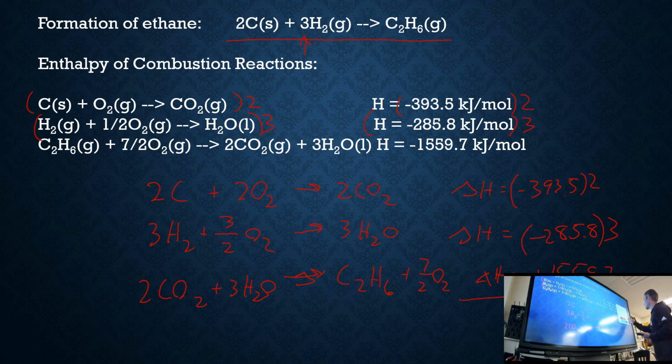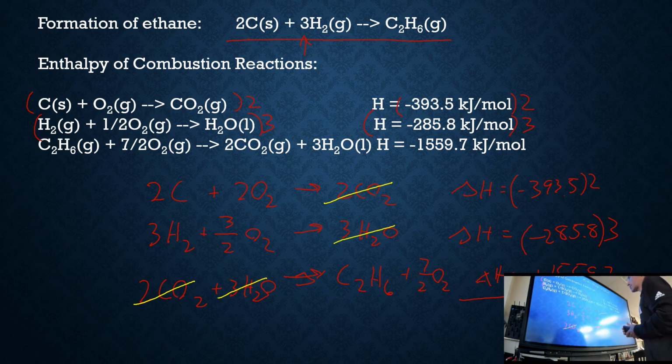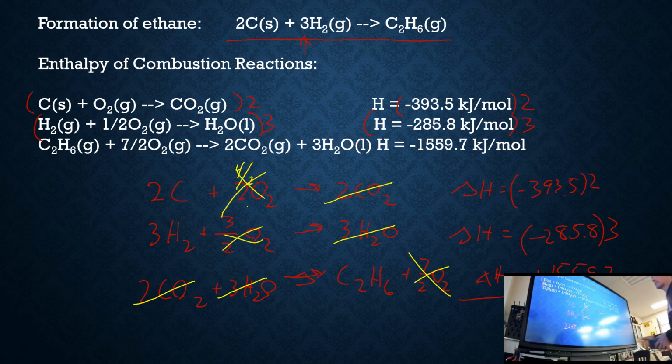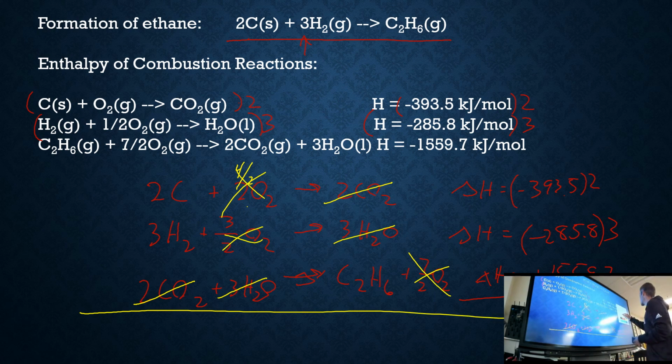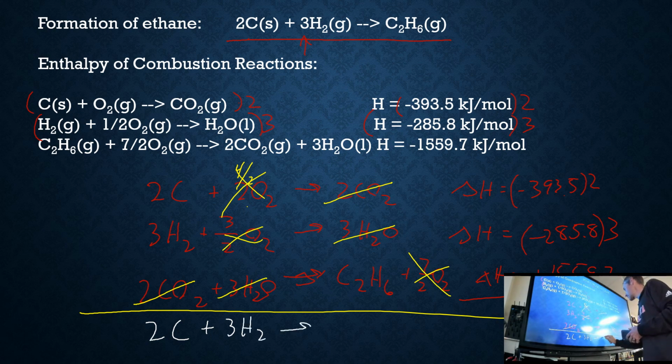Okay, get my yellow out. What cancels and what's gone away? We need carbon, have that. CO2, 2 CO2s, 2 CO2s. 3 waters, 3 waters. Now, oxygen is difficult because we have a fraction. 2 O2 is 4 halves. 4 plus 3 is 7 halves. Bam, gone, gone. All the oxygen's gone. And now we get 2 carbon plus 3 H2 yields C2H6, which is exactly what we need.